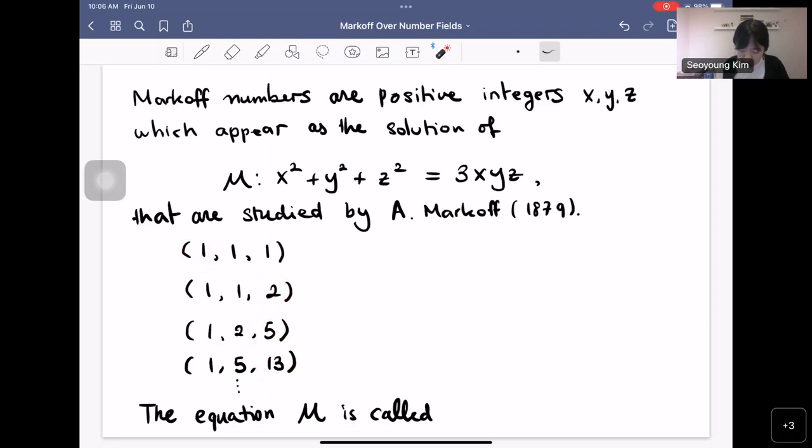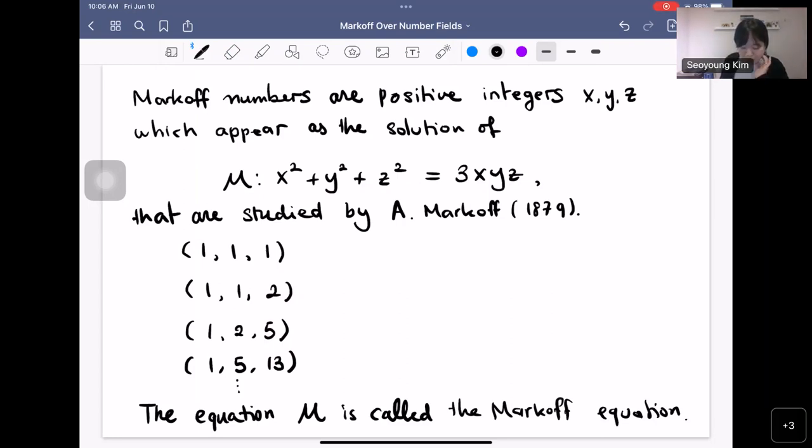And this equation M is called the Markov equation. So this is the definition of Markov numbers and the Markov equation. What is so interesting about the Markov equation, and the point of studying its integral solutions, is that there is a pretty systematic way of recovering all the integral solutions of this equation.